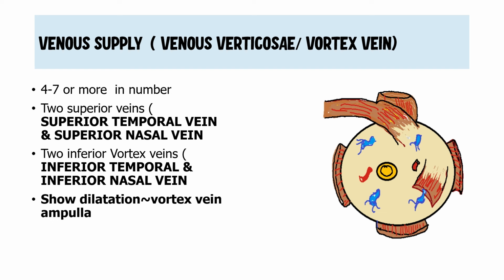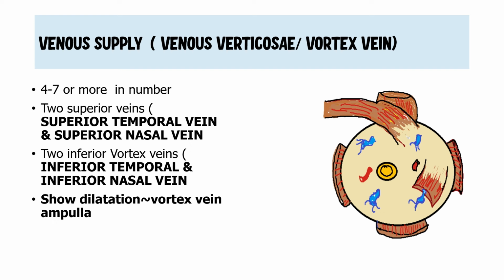Now the ocular circulation is not complete if you don't discuss the venous supply, or the venous drainage. When we discuss the venous drainage of the eyeball, we often come across terms like the vortex veins or the venae verticosae. Basically, there are about 4 to 7 vortex veins in number. Although the diagram shows 4, you have to remember that there are a lot of people who can have more than 4 vortex veins.